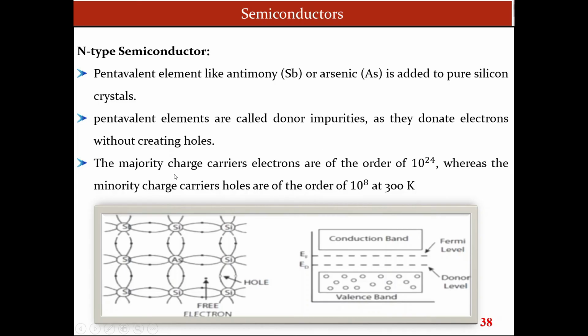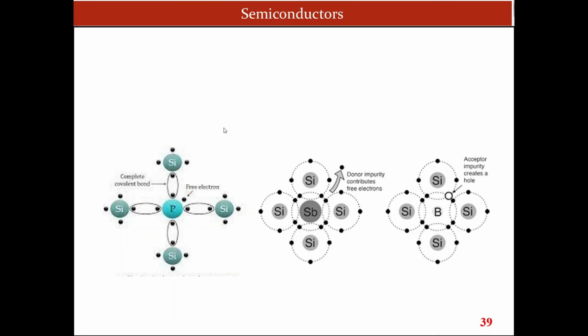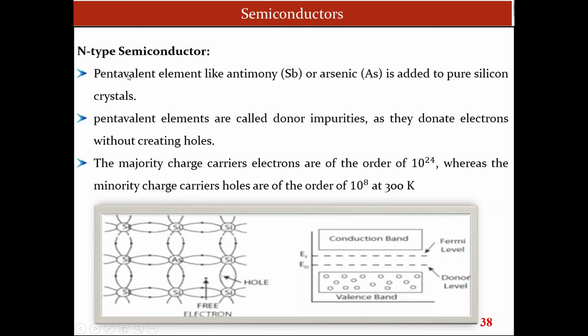So the majority charge carriers, electrons, are of the order of 10 raised to 24, whereas the minority charge carriers, holes, are 10 raised to 8. As I told you before, the majority carriers in any n-type semiconductor are electrons, and the minority charge carriers are holes. This is a very large number compared to the other one. That's why they are called the majority charge carriers.